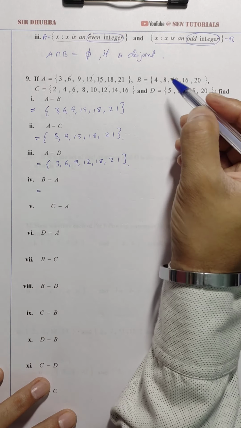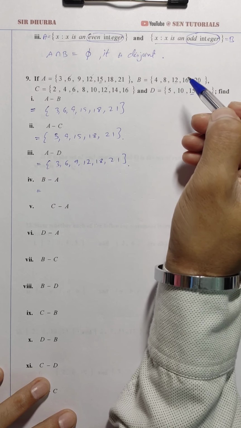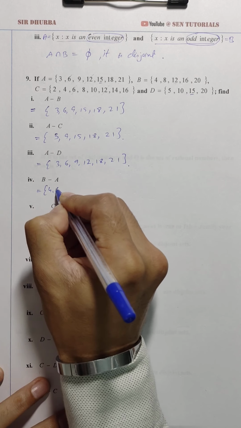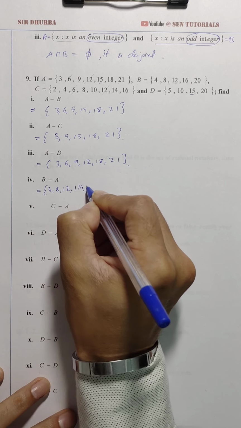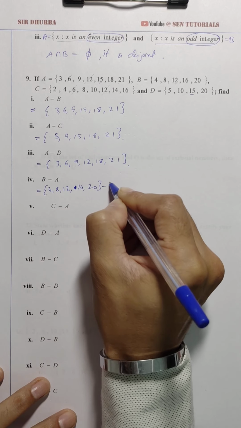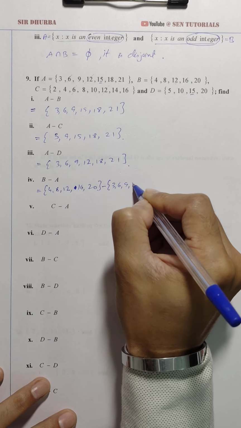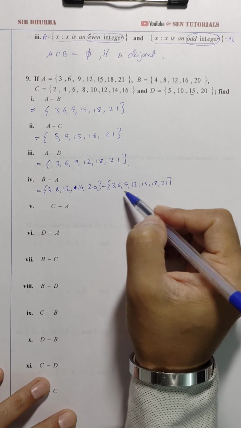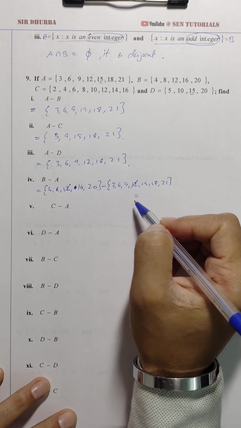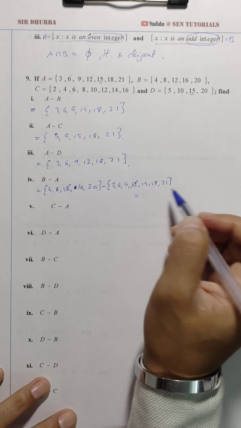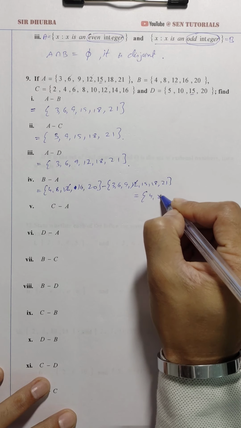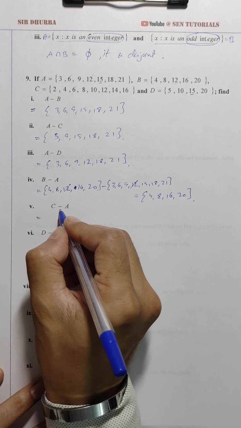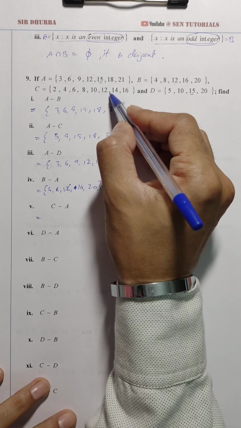I think that's clear. Next, from B you subtract A. So from B this time: 4, 8, 12, 16, 20, minus A: 3, 6, 9, 12, 15, 18, 21. What will we have from B if you remove? We can remove 12, and that's all that we can remove. So we are going to be left with 4, 8, 16, 20.